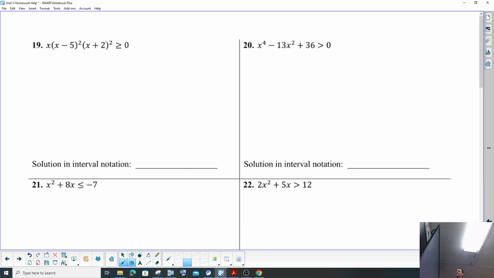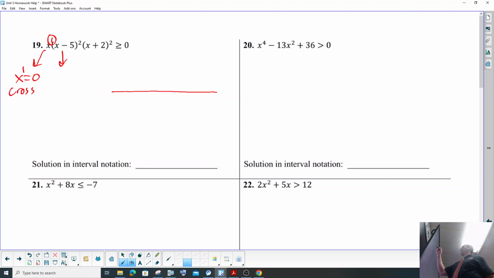Here's number 19. Okay, so we're going to go ahead with number 19 now. And we're going to get our x-intercepts and graph this. So we have x equals 0 as our x-intercept with a multiplicity of 1. And so that multiplicity of 1 means we're going to cross through.